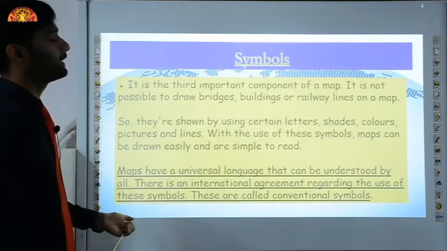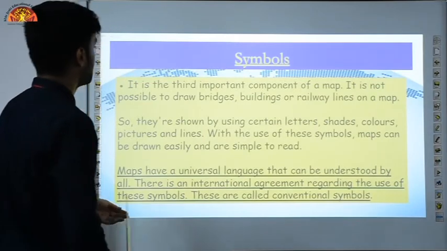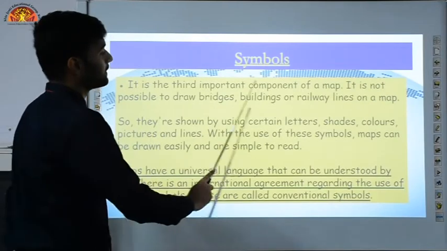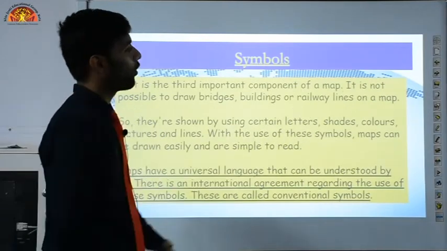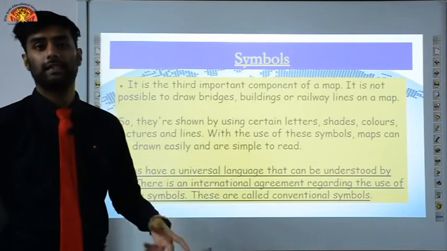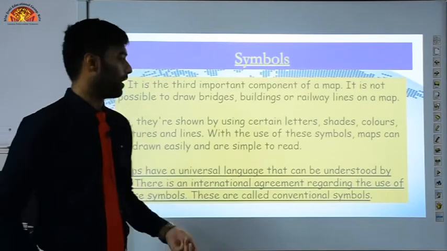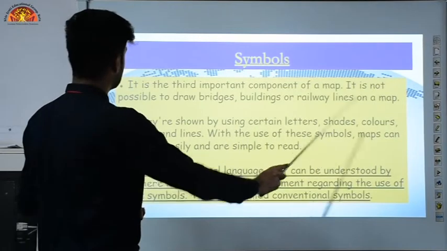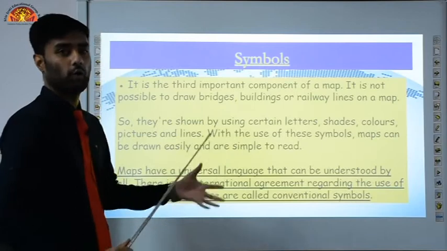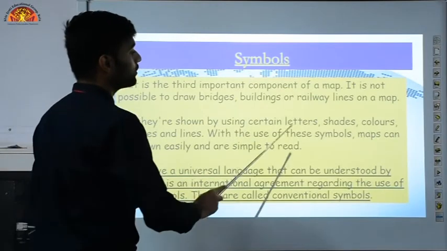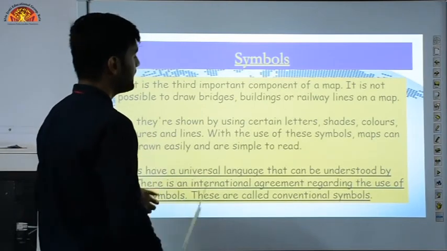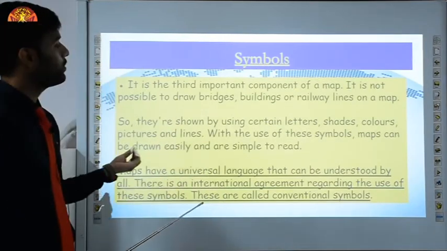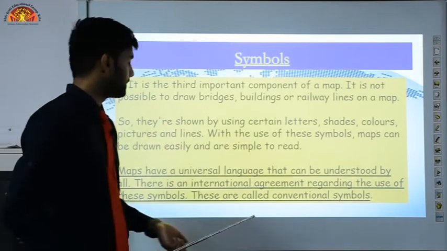Our third point, the third component of a map, is symbols. It is the third important component of a map. It is not possible to draw bridges, buildings or railway lines on a map as they are. For that we use symbols. They are shown by using certain letters, shades, colors, pictures and lines. We use a combination of all these to create symbols. With the use of these symbols, maps can be drawn easily and are very simple to read. If you know these symbols and what they depict, then you can easily read a map.